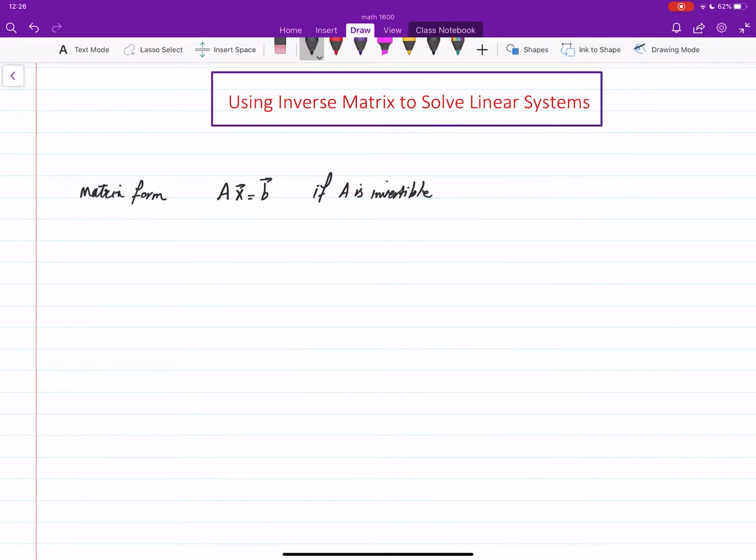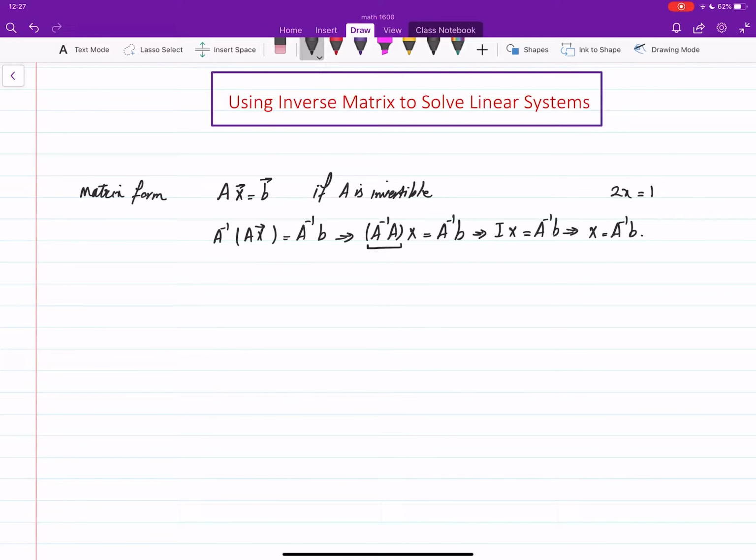exactly the way we solve a regular equation like 2x equals 1, we multiply both sides by the inverse of this matrix. And using the associativity of matrix multiplication, we will see that this is A inverse times A, which is the identity matrix, times x equals A inverse B. And identity matrix times x is just x itself. So this way we solve the system.